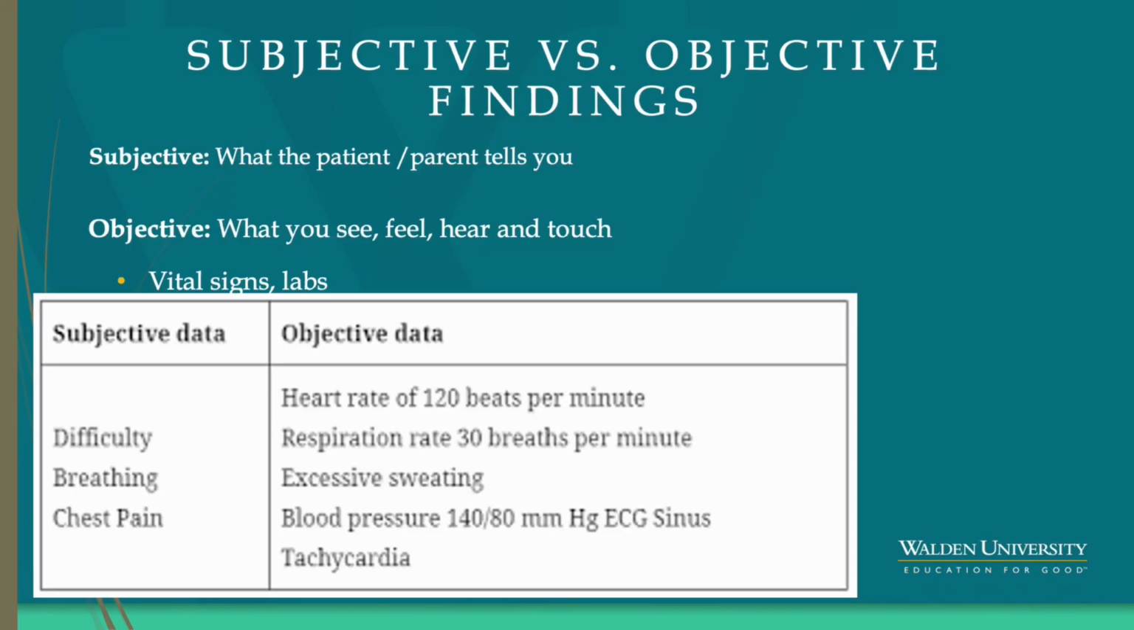Before we talk about how to write an HPI, let's review the difference between subjective and objective findings. Remember, the subjective is what the patient or parent tells you. The objective findings are your observations, what you see, what you feel, what you hear, and touch. And vital signs or lab results are objective findings. Oftentimes, I see students writing objective findings in their HPI, and that is not acceptable.